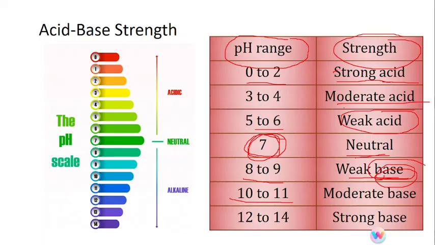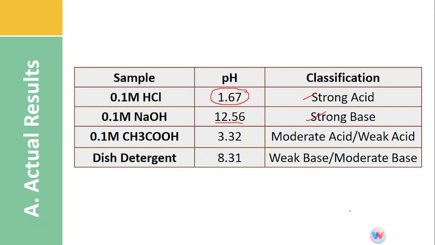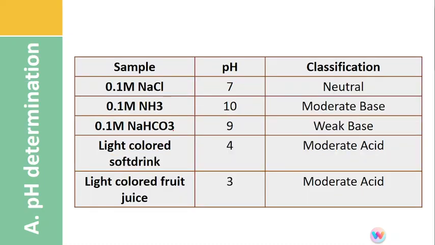Okay, let us just check. 12.56. Nandito siya between 12 to 14, strong base. Okay, next. Your 0.1 molar of your acetic acid has an observation of 3.32 pH and will fall under the classification of moderate acid or weak acid. Okay? And lastly, your dish detergent having the pH of 8.31 will fall under the weak base or moderate base. So, ito yung mga actual results na observe natin sa ating experiment. And ito yung sagot sa inyong worksheet. Okay? Let us just proceed.